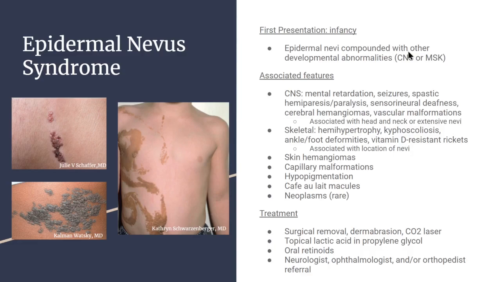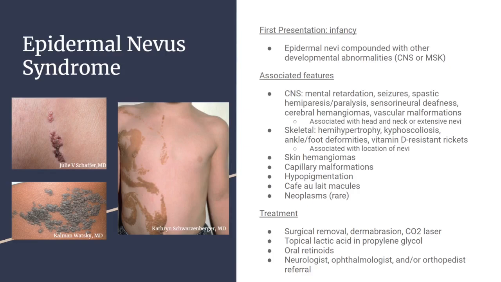All right, next we're going to talk about, and I think last, epidermal nevus syndrome. So epidermal nevus syndrome, specifically the syndrome itself, is the manifestation of epidermal nevi in association with other developmental abnormalities. Now, you can have epidermal nevi by themselves, and they're benign. But in this case, you have epidermal nevi in combination with maybe a CNS or MSK abnormality. So CNS abnormalities, you'll see mental retardation, seizure, spastic hemiparesis, sensorineural deafness, cerebral hemangiomas, vascular malformations. And these are associated with how many nevi do I have, or how extensive, or where are they located? Are they located on the head and neck?